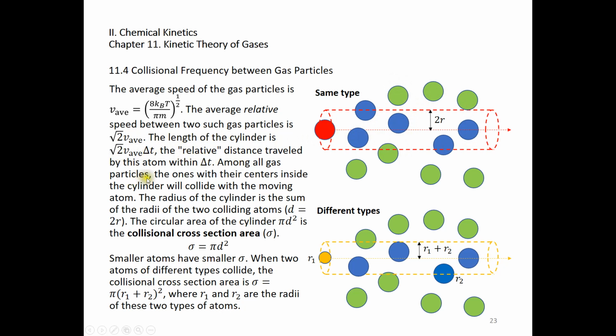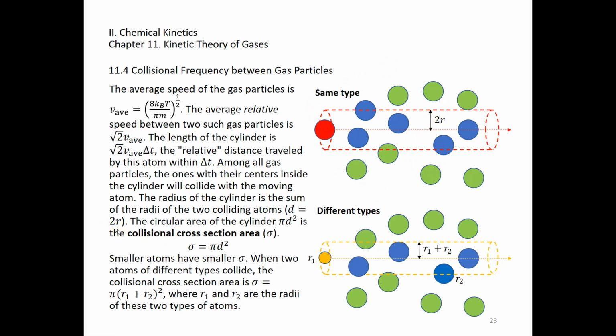Among all gas particles, the ones with their centers inside the cylinder, so all those blue ones, will collide with the moving atom in red color. The radius of the cylinder is again 2r. That's just the sum of the radii of the two colliding particles. If we have only one type of particles, it's pretty simple. It's just 2r, 2 times the radius.